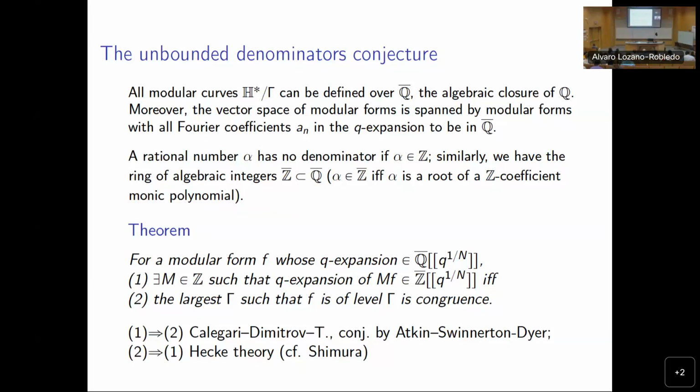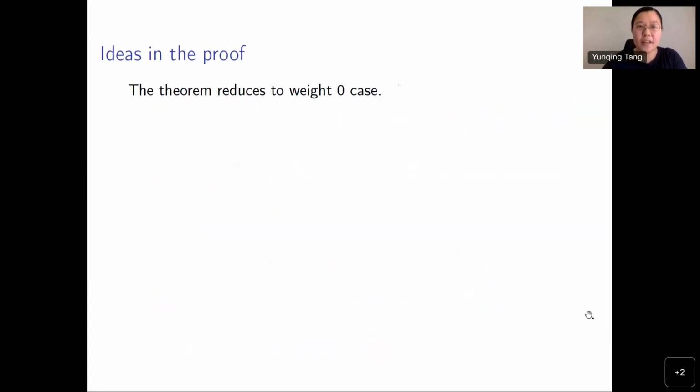Thank you. Okay, so let me just summarize what happened. We study finite index subgroups of SL2(Z), and we have 2 types, congruence and non-congruence. And what we just said is that we can use Fourier coefficients of modular forms to distinguish these 2. Okay, here's the idea of the proof.